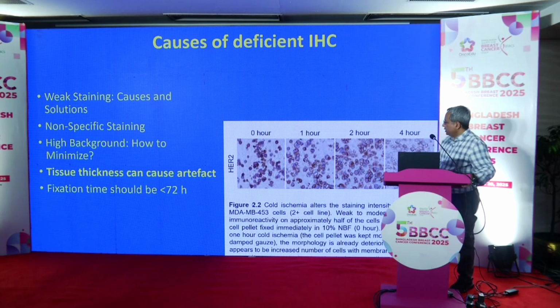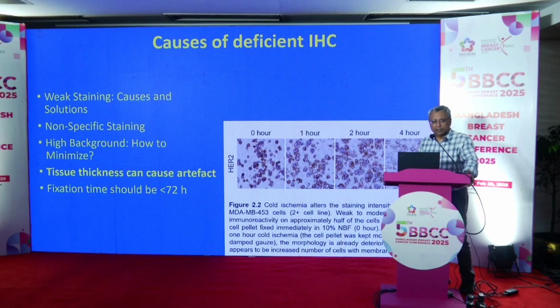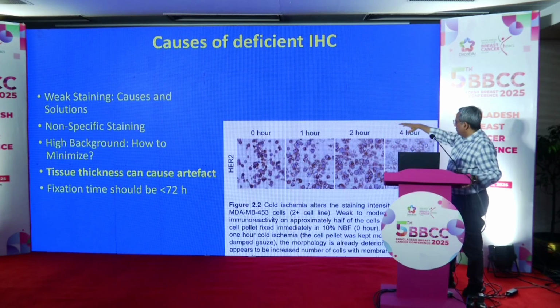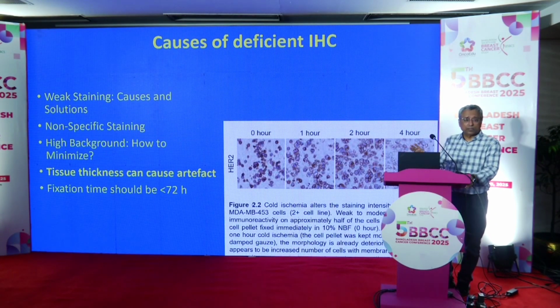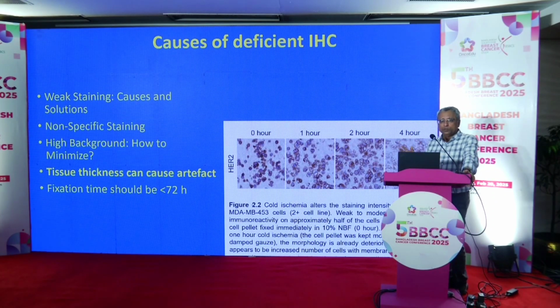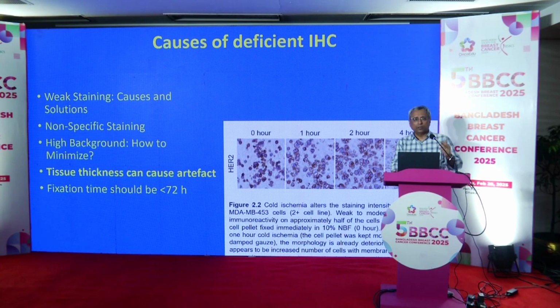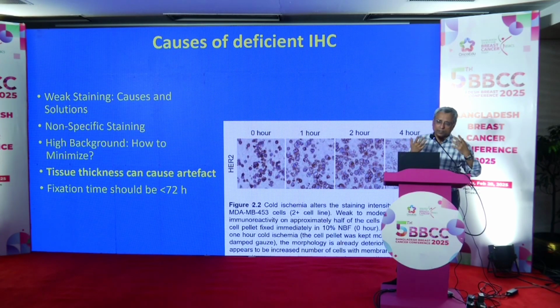So this picture is showing, I don't know if you can see it, cold ischemia, how does it alter the staining intensity? So you see 0 hour to 4 hours. The staining intensity is reduced. That means the longer it stays outside formalin, the poorer the expression of your proteins will be. So we need to be careful about when the specimen is coming out and when it's going into formalin. That's a very critical issue.